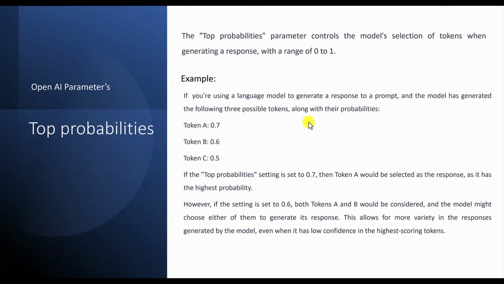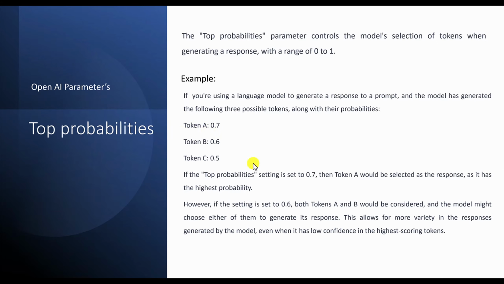The next parameter is called TopP. This parameter controls the model's selection of tokens when generating the response. The range of TopP is 0 to 1. For example, if you are using the language model to generate a response to a prompt, the model has generated the following 3 possible tokens along with the probabilities. Let's say token A is 0.7, token B 0.6, token C 0.5. If you set the probability to 0.7, then token A would be selected as the response.